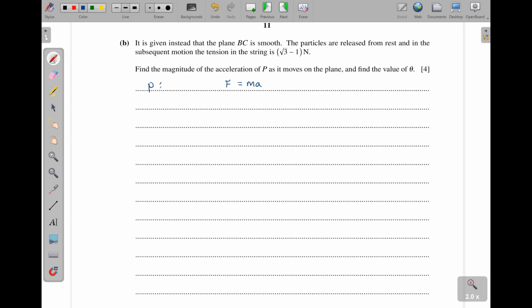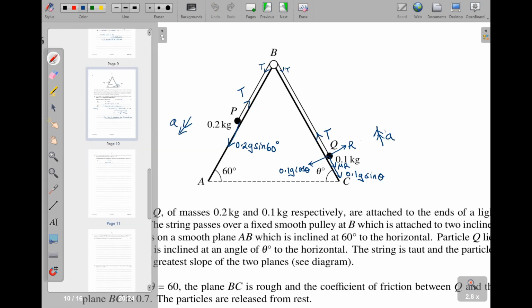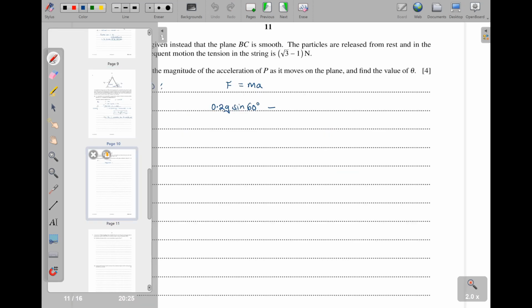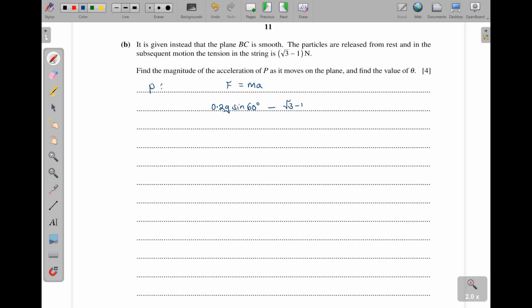So the net force is the 0.2 g sine of the theta 60 degrees, then minus the tension. Remember, it is this one minus this, because P is going down. So minus the tension, which is given as root 3 minus 1, then the mass of P is 0.2 times A. So meaning our A is going to be equal to 0.2 times 10, and then sine of 60 is actually root 3 over 2, then minus root 3 here, then plus 1, then we divide by 0.2.